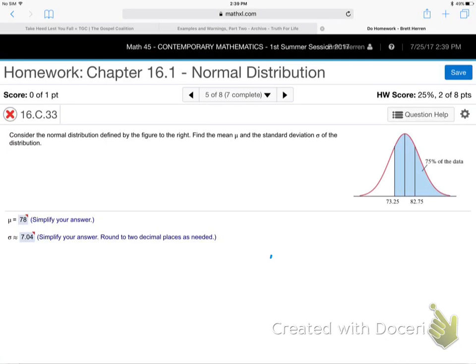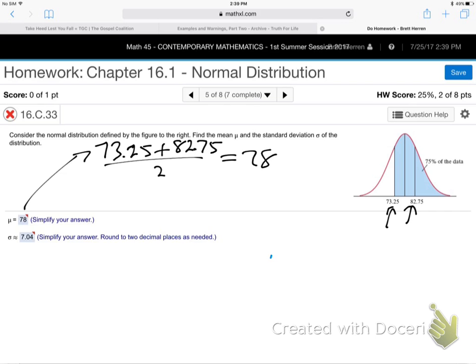Okay, so looking at this one. Now, this time they're saying, can you find the middle? Let's do that first. You know how to find the middle, right? No problem at all. We just grab these two numbers, add them, and divide by 2. So 73.25 plus 82.75 divided by 2. The middle of that must be 78. Okay, nothing new there.